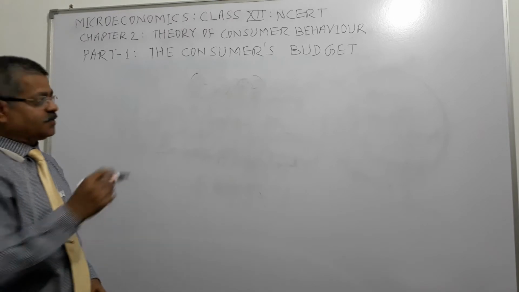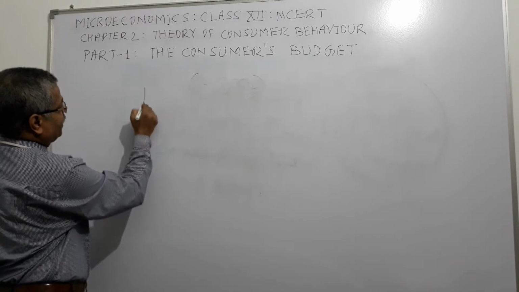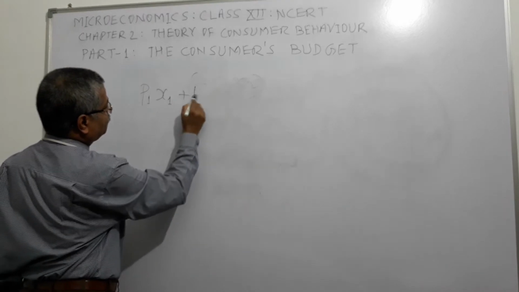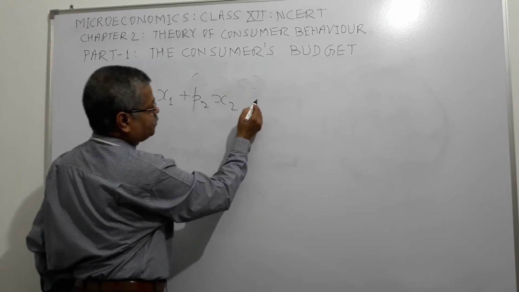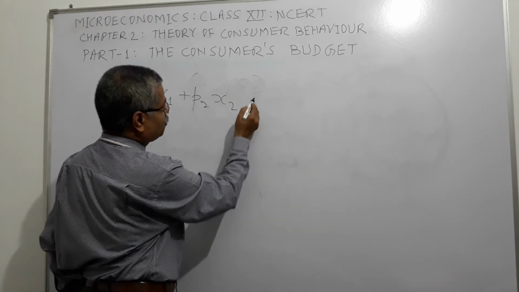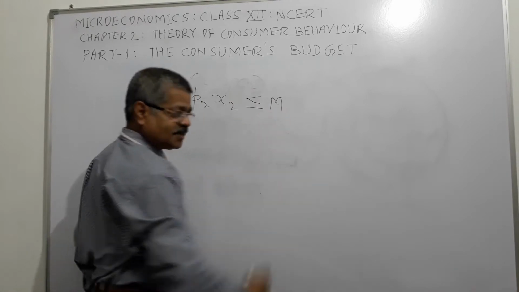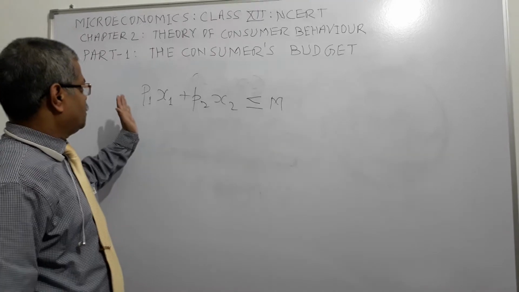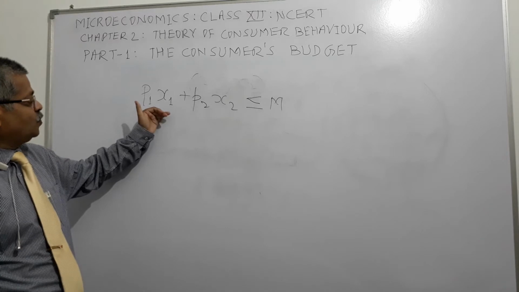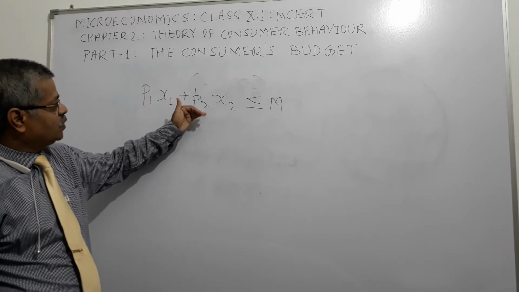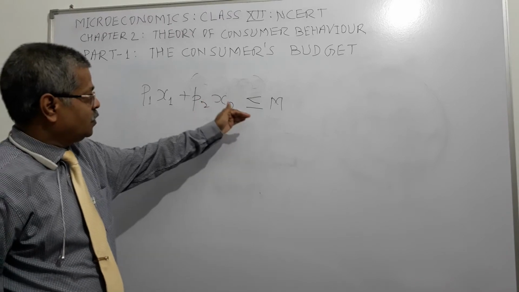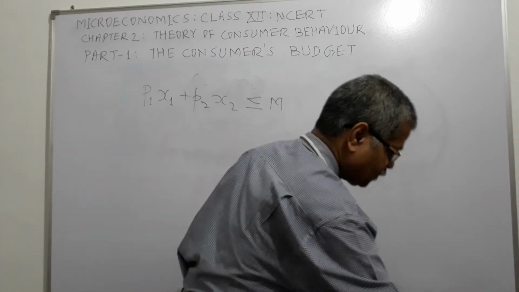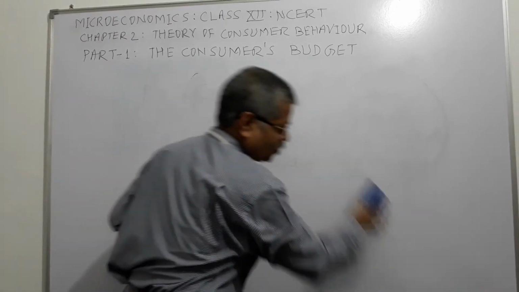Each good will have some price. Suppose good 1's price is P1 and good 2's price is P2. So P1 x1 plus P2 x2 will either be equal to my income or less than my income. The price of a unit of good 1 times its quantity, plus the price of a unit of good 2 times its quantity, will be equal to or less than my income. That's clear?